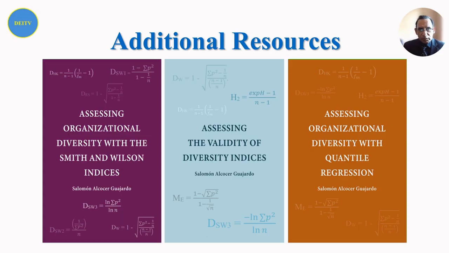Several of the recent books that I published with Cambridge Scholars Publishing address the Simpson Index. One of those books is Assessing Organizational Diversity with the Smith and Wilson Indices. Another book is Assessing the Validity of Diversity Indices. A third book that includes the Simpson Index is Assessing Organizational Diversity with Content Regression.